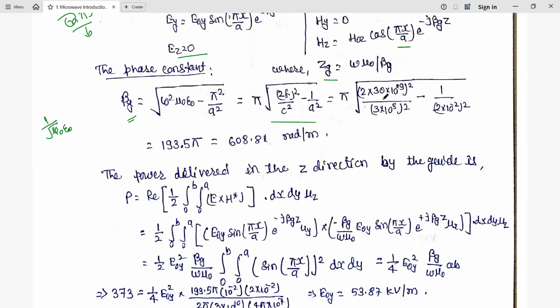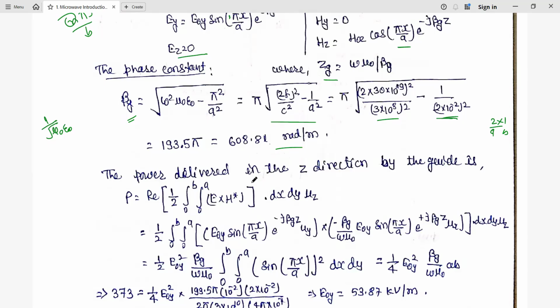Now we have a frequency of 30 gigahertz, so 30 into 10 to the power 9, and c is the velocity of light, 3 into 10 to the power 8 meters per second. The dimension is given as 2 cross 1, where A is 2 and this is B, in centimeters, so it is converted into meters. Substituting the values in the calculator, beta g is 608.81 radian per meter.